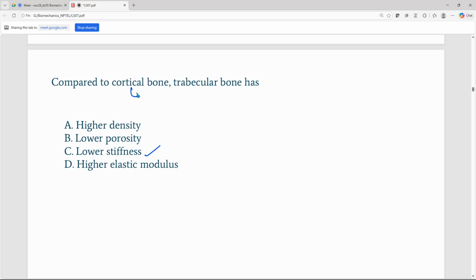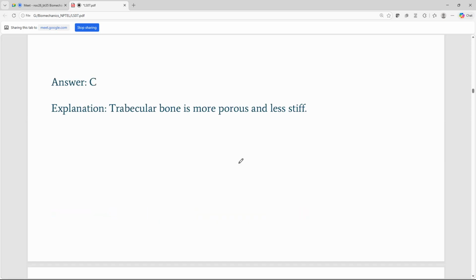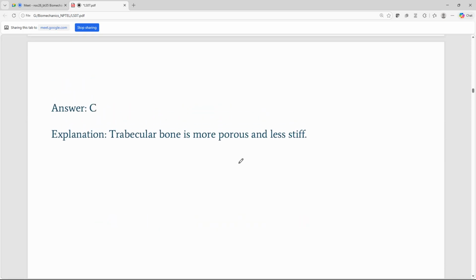Here the cortical bone is nothing but the compact bone, and this is the spongy bone. So the trabecular bone has more porosity, and since it is more porous, it offers less stiffness. Our answer is option C, lower stiffness.